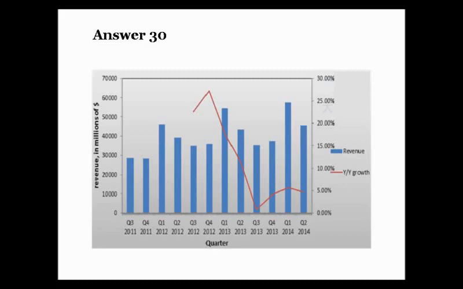Last but not the least, for yearly growth, the largest number can be found in 2012, in quarter 4, which is about 26%. In conclusion, I think it is beneficial because it tells about the relationship between the revenue and yearly growth rate.